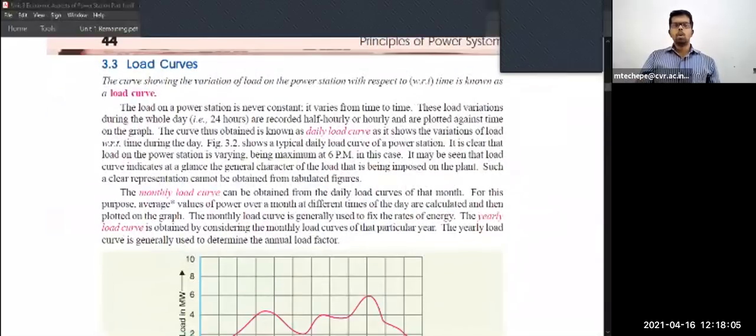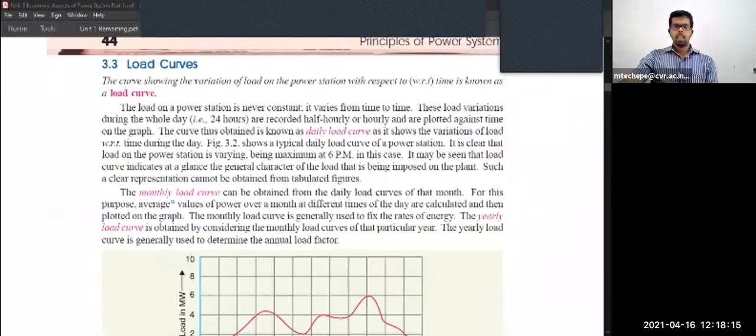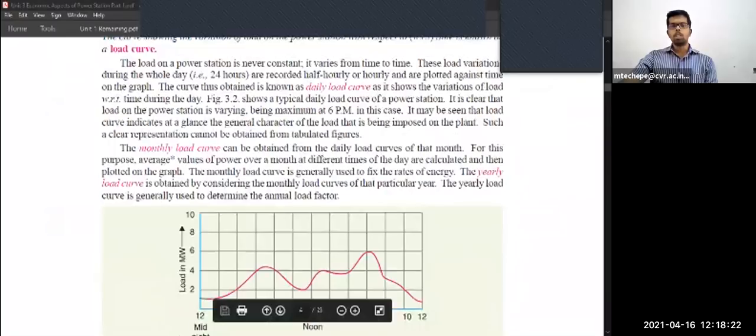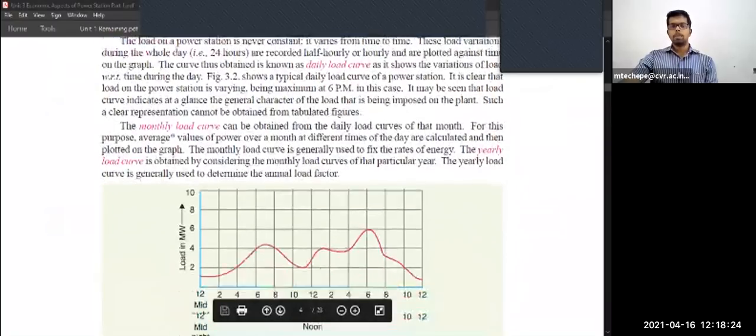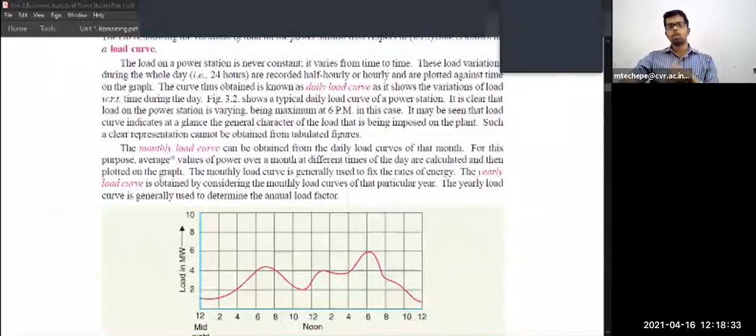Next, what is the load curve? The load curve is nothing but the curve showing the variation of the load on the power station with respect to time. If you see the load curve, in substations and all, they will be having the load curve of the previous month or previous year, the same day. Today is 16th April 2021. So the previous year, the same day, 16th April 2020 data also, they will be having in their hand. That is the load curve.